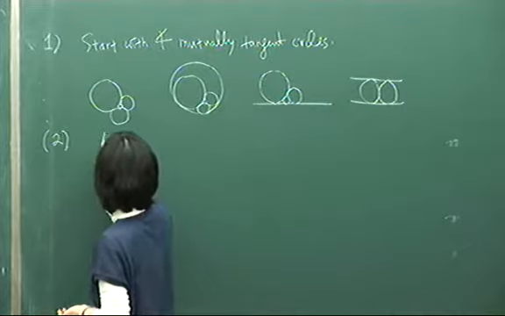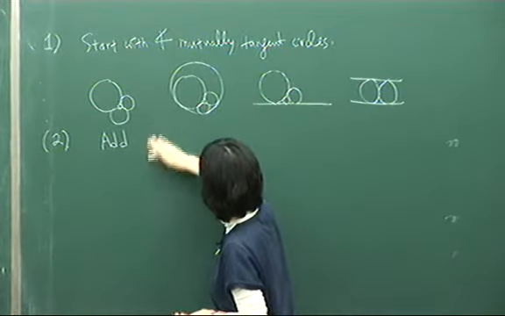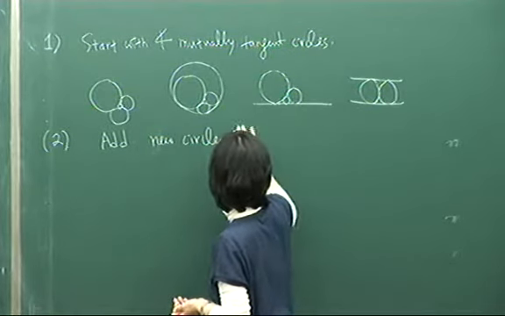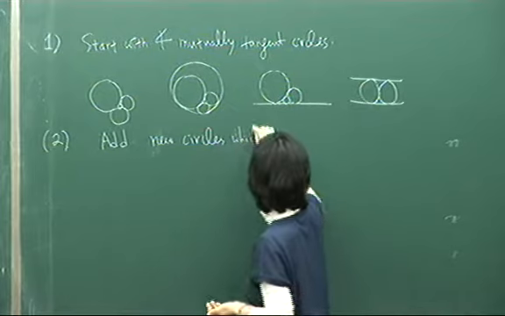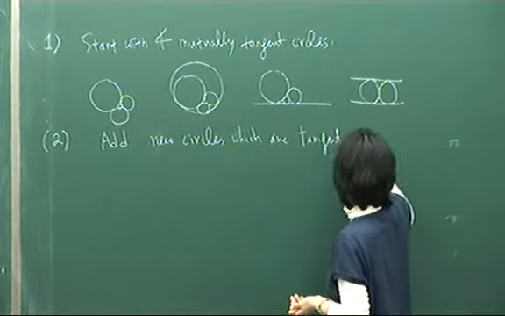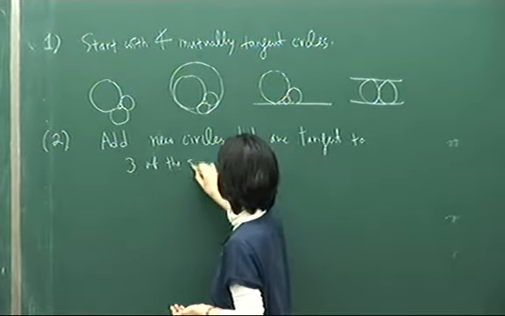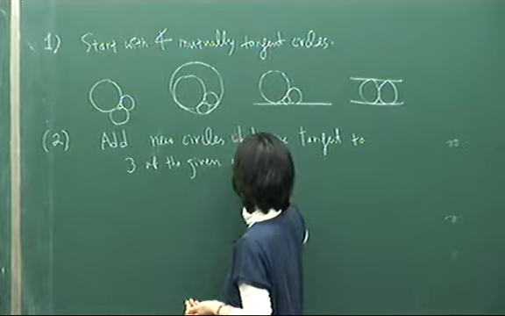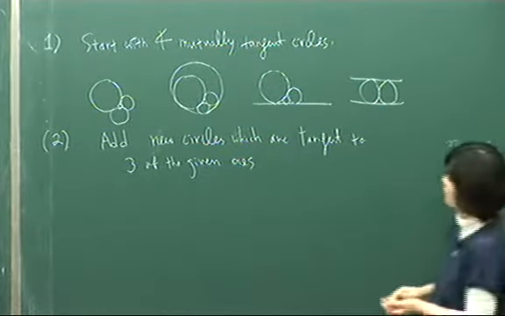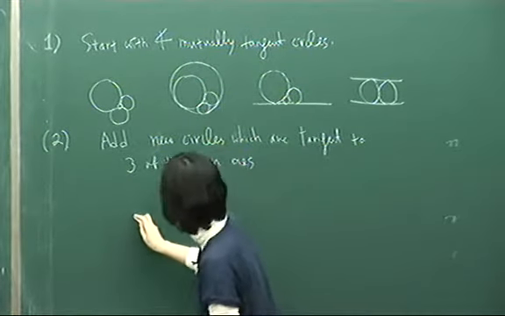Step 2: add 4 more new circles, which are tangent to 3 of them. Okay, so maybe I'll draw with this one. So okay, maybe I'll try to draw a bigger picture.